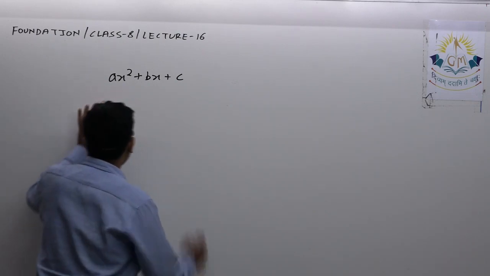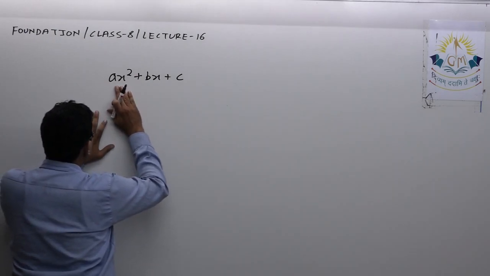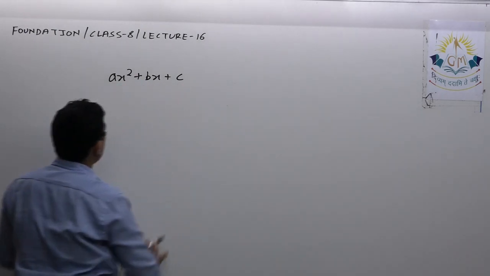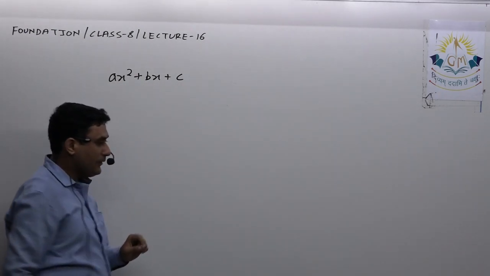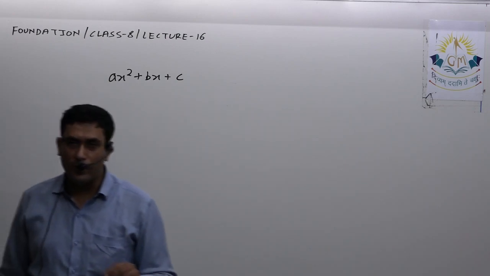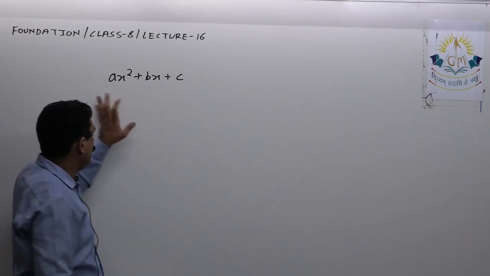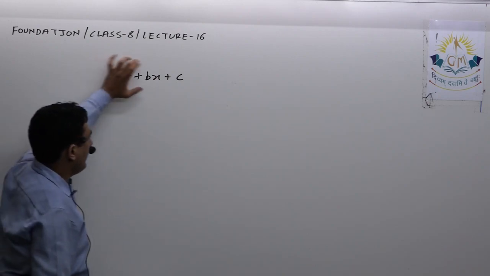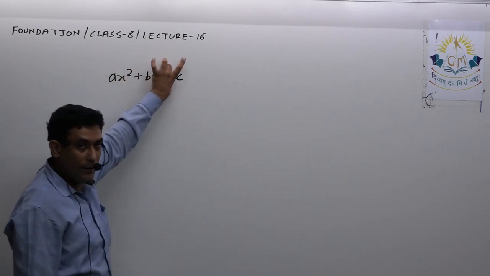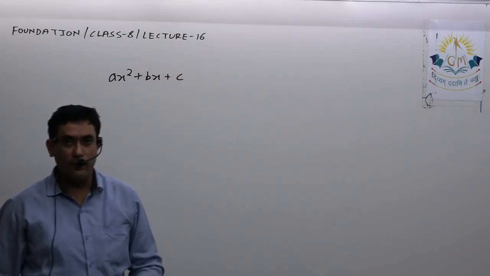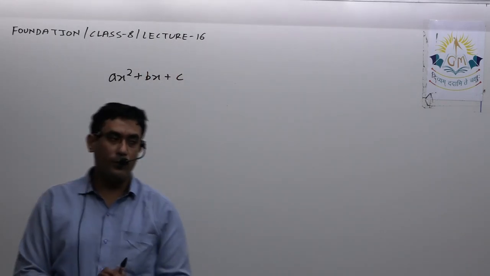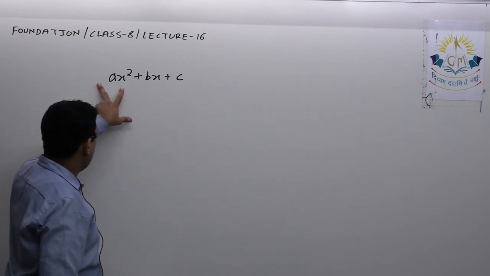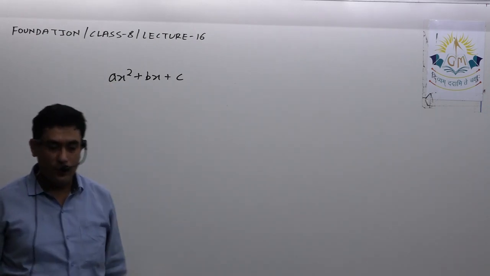Quadratic means here the power will be 2. So ax square plus bx plus c. Now, the very first thing that we check is that the given expression must be in the standard form. The standard form means the first term should be of x square, the second term must be of x, and the third term must be a constant. That is the standard form. Second thing we check is that the first term must be positive.